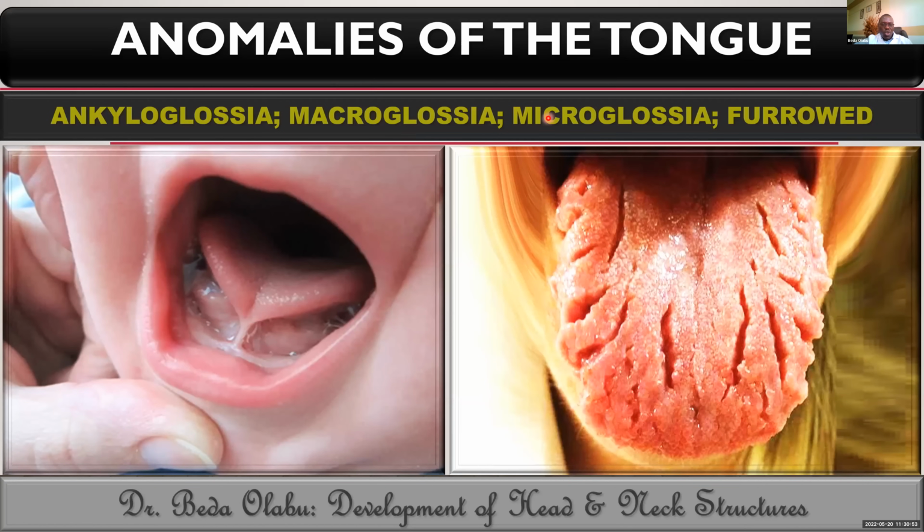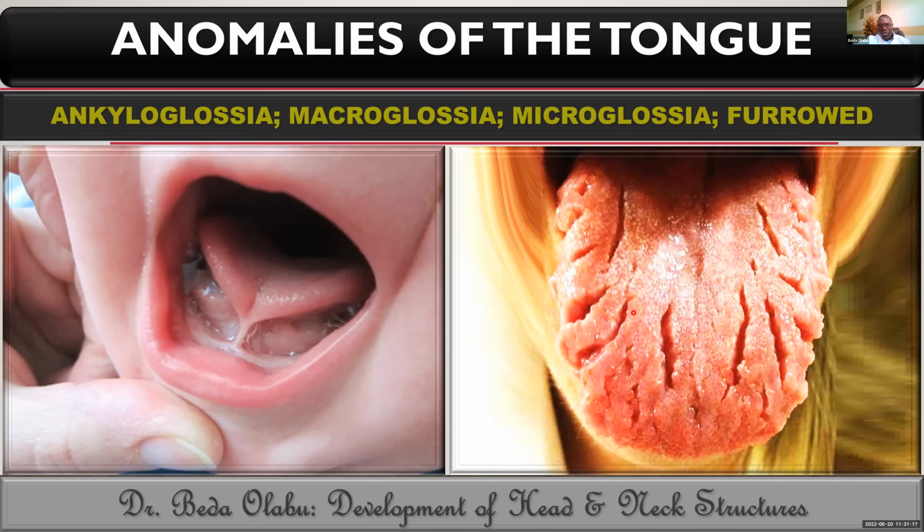The opposite is true. We may also have what we call microglossia, which means small tongue. So this is due to underproliferation of the tissues of the tongue. We give you a very tiny tongue. You'll even be looking into the mouth of the baby and wondering, where is it? That's microglossia. You can also have what you call furrowed tongue.